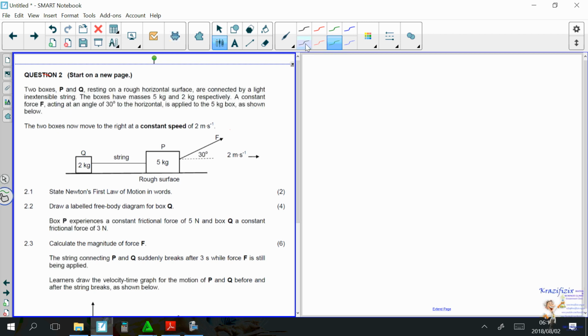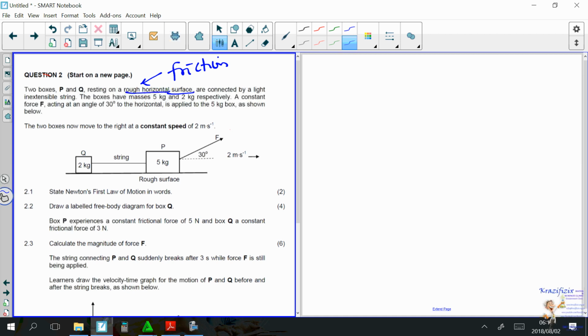So here we go. Question number 2, Newton's laws. Grade 11. So if you're in grade 11, this is actually beneficial for you too. It says 2 boxes P and Q resting on a rough. Now when you see rough, guys, when you read your questions, please have a pencil where you underline, because now you are identifying forces: rough, horizontal. So that tells us that there is what? Friction there. So here, number one, we know there is friction, all right?